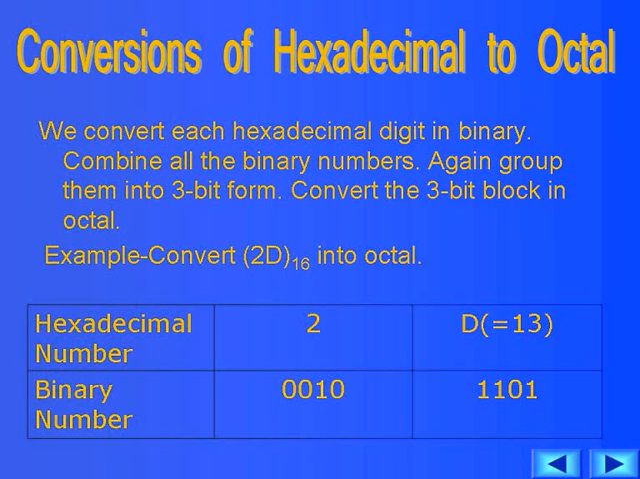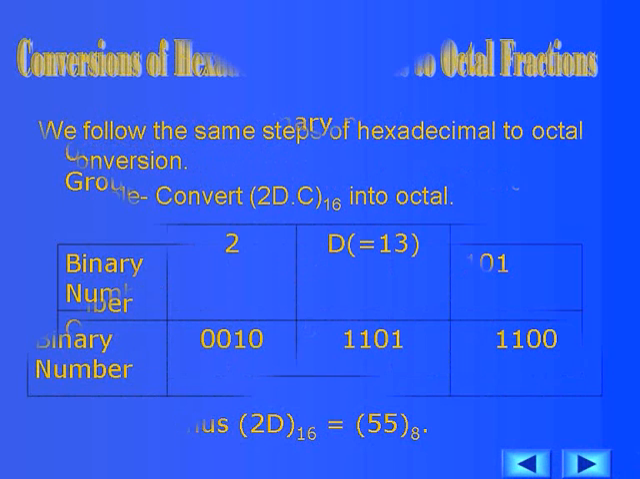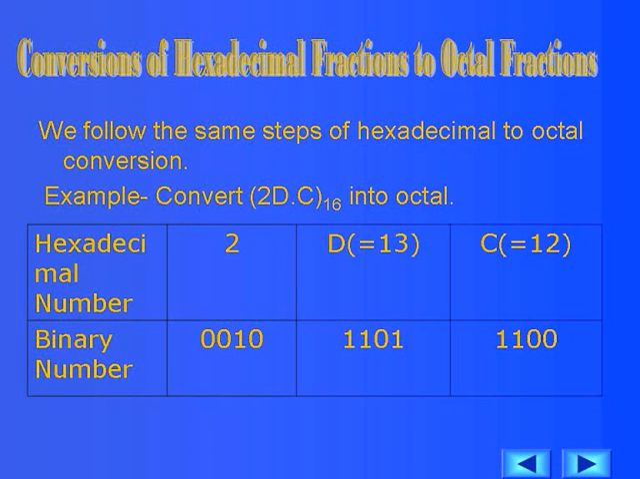Conversion of hexadecimal to octal. We convert each hexadecimal digit in binary, combine all the binary numbers, again group them into 3-bit form, and convert the 3-bit blocks into octal. So convert 2D into octal. Here the hexadecimal number is 2D. Binary equivalent of D is 1101 and binary equivalent of 2 is 0010. So combining the number we get 00101101, which is equivalent to 101101. Grouping them in 3-bit we get 101, 101 and the octal number is 55. Thus the number is 55 in octal.